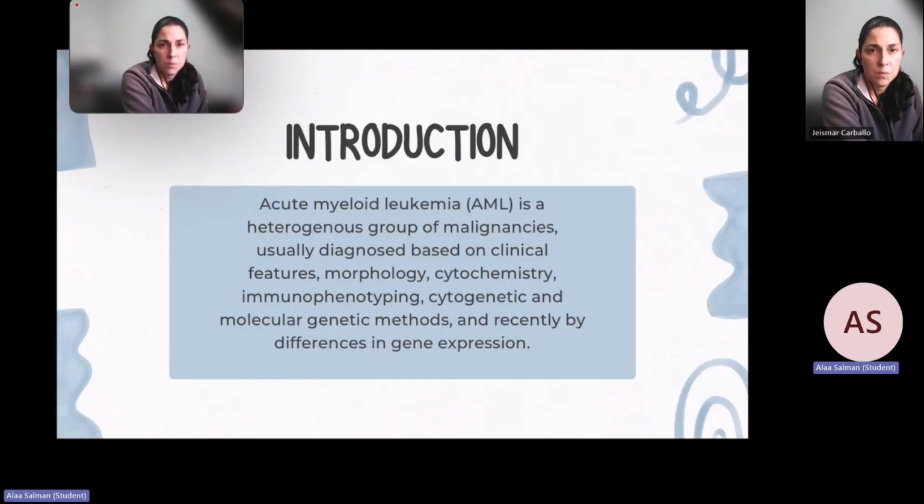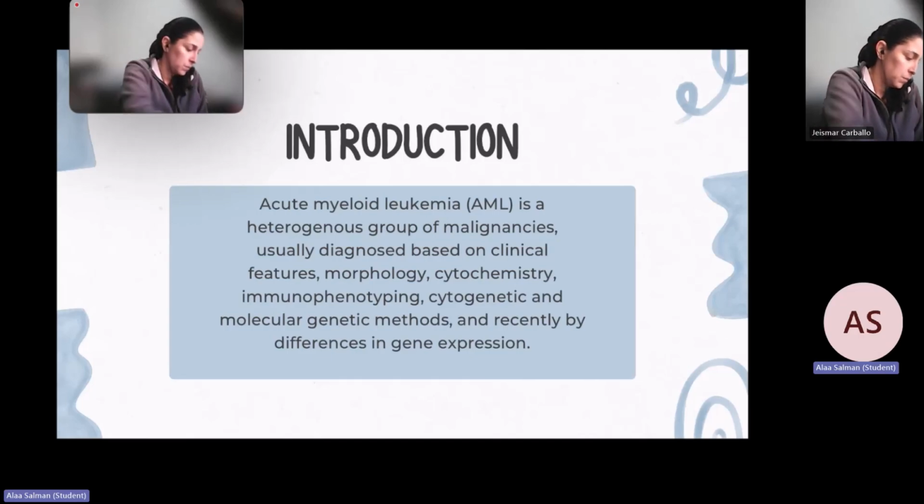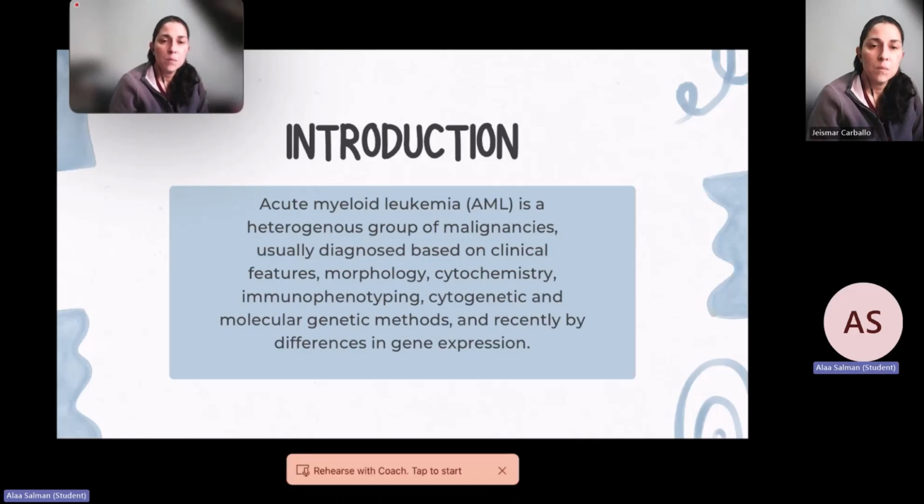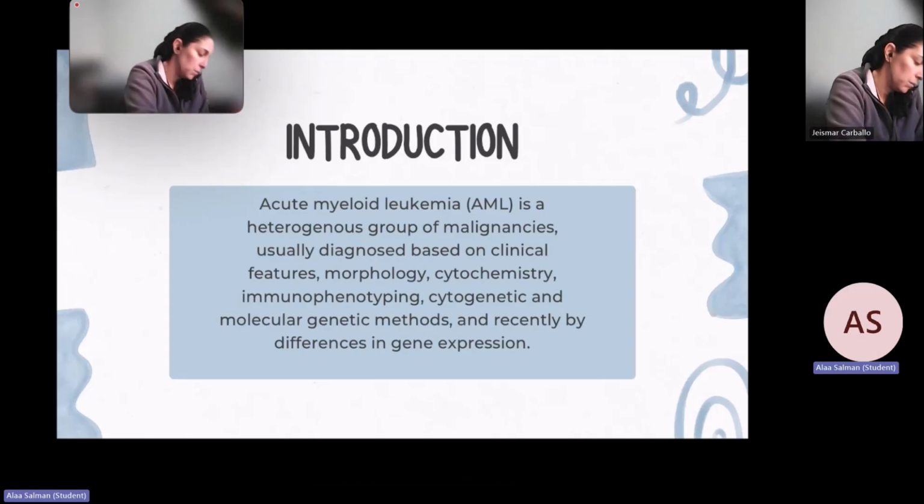So an introduction to my presentation is that acute myeloid leukemia is a heterogeneous group of malignancies, usually diagnosed based on clinical features, morphology, cytochemistry, immunophenotyping, cytogenetic and molecular genetic methods, and recently by differences in gene expression. By saying that it's heterogeneous, it means that two people having the same disease might have different experiences with it. So that's why it's considered a heterogeneous group of malignancies.